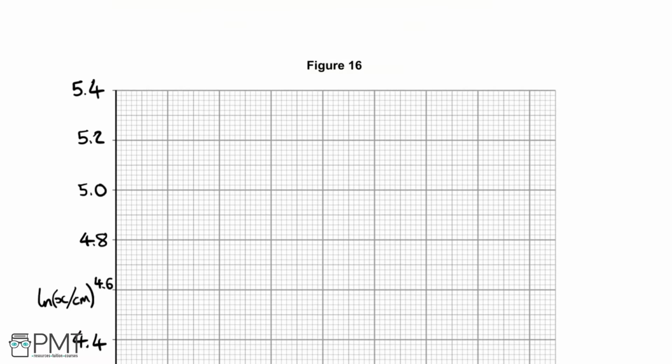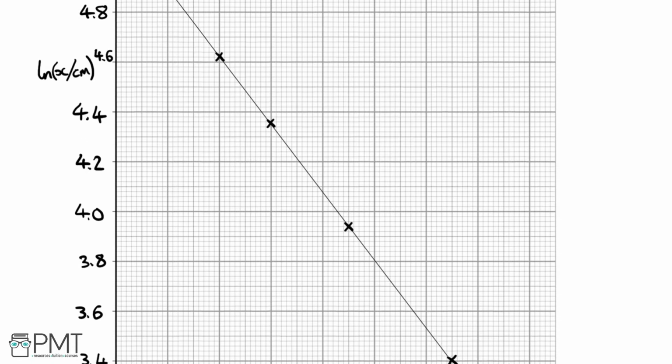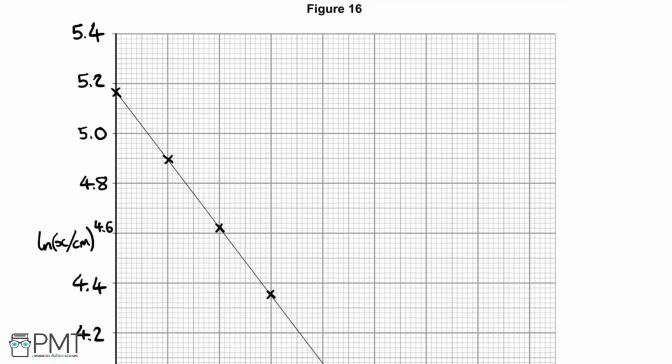Your third mark is going to be for plotting the points correctly and drawing a line of best fit, which, as you can see from the table, needs to have a negative gradient. So as you can see, I've plotted those points correctly, and I've drawn a line of best fit through all of those points. So that would be your third mark.